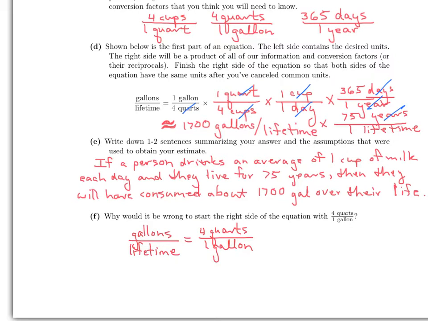So if you started with quarts over gallons and you finished the whole calculation performing all these multiplications, in the end the right side of your equation would have ended up being lifetime per gallon instead of gallons per lifetime. So in other words, the left side of your equation and the right side of your equation would be measuring very different things when you finished. So always remember, the units on the left side of an equation have to match the units on the right. If gallons is in the numerator on the left, it's got to be in the numerator on the right side of the equation.